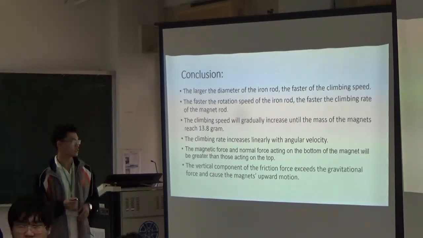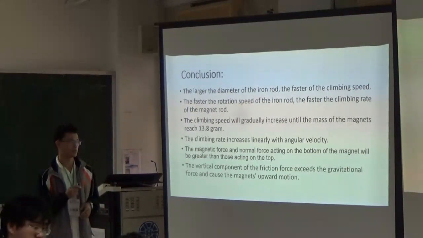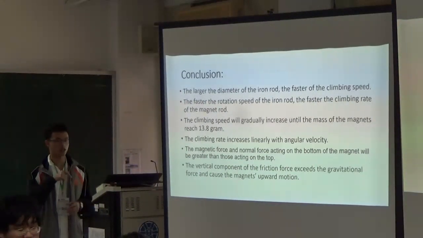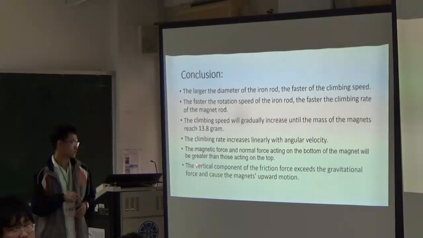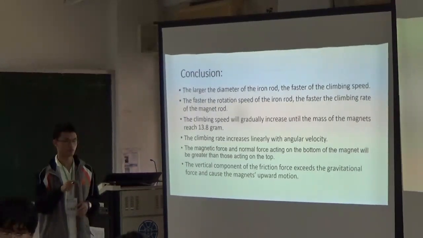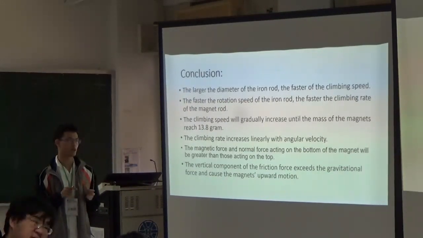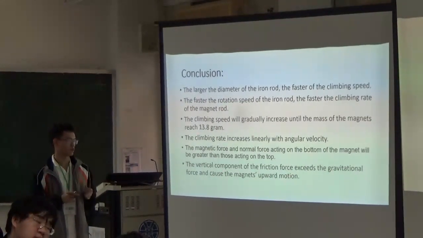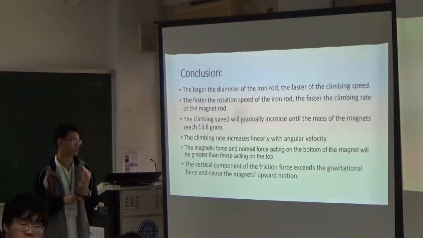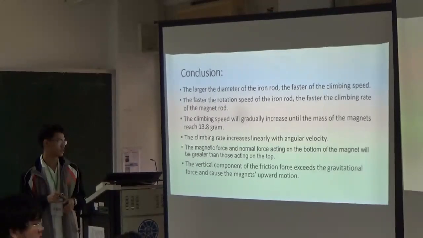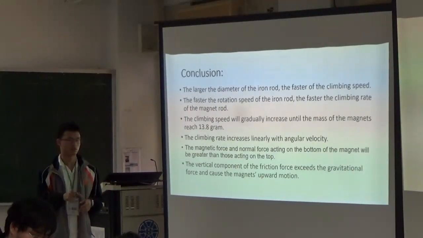The magnetic force and normal force acting on the bottom of the magnet will be greater than those acting on the top. So the vertical components of the friction between the iron rod and the magnet, these two vertical components of the friction, will exceed the gravitational force and cause the magnet's upward motion.